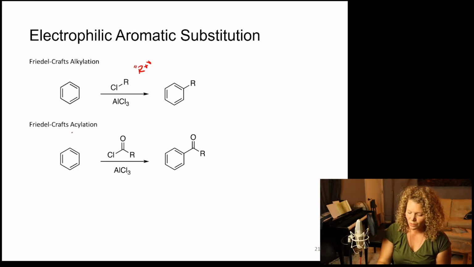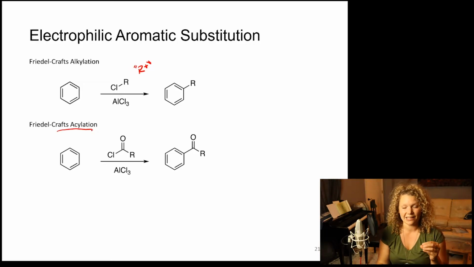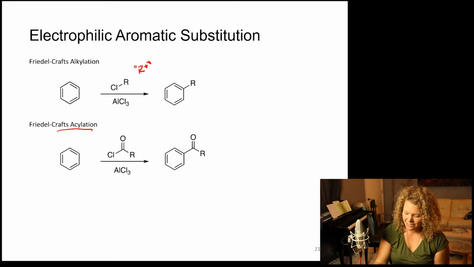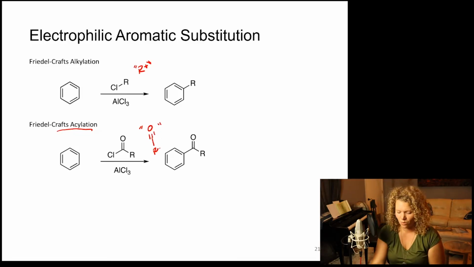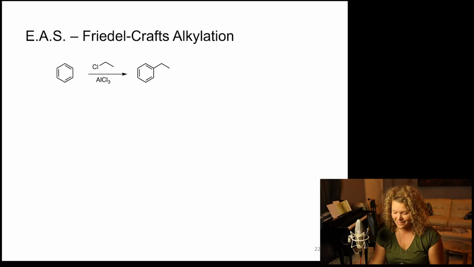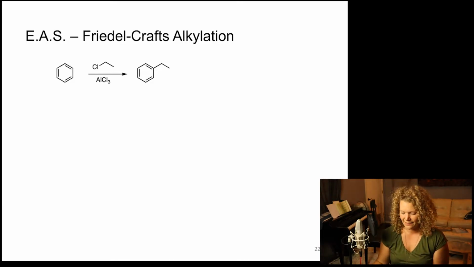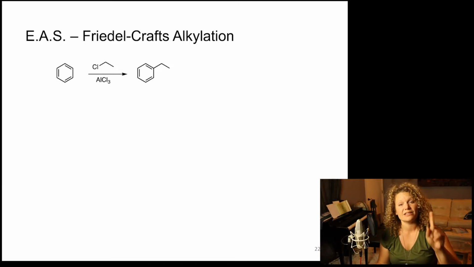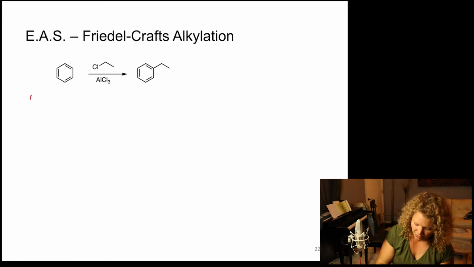We also will talk about Friedel-Crafts acylation. And in this case, our electrophile is going to be what we call an acylium ion. And we'll talk more about how we can make these in situ. Let's take this example here where we have benzene and ethyl chloride in the presence of aluminum chloride. Our first step of EAS reactions, again, is formation of our electrophile. So let's go ahead and do that.